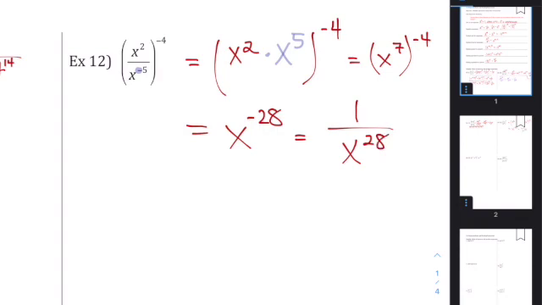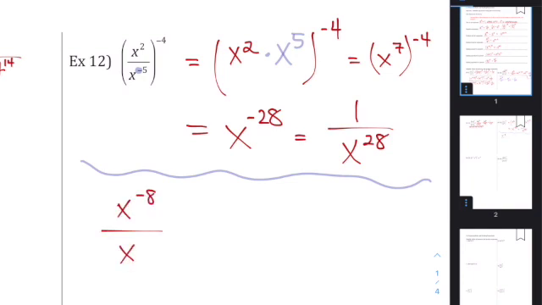And another way to do this, you can also distribute x to the negative 8 over x to the 20.